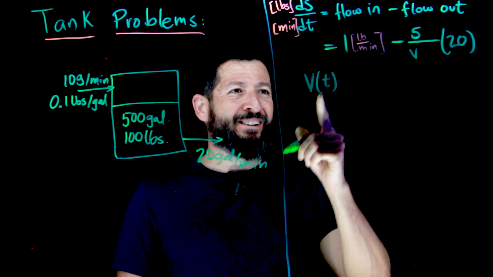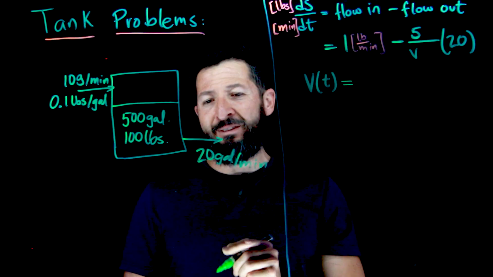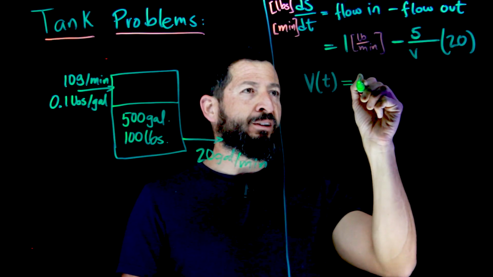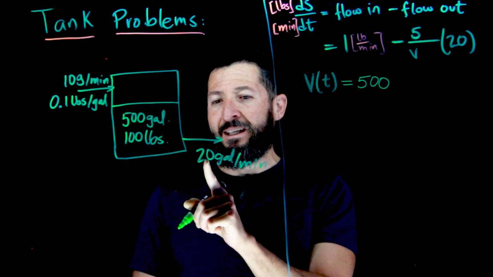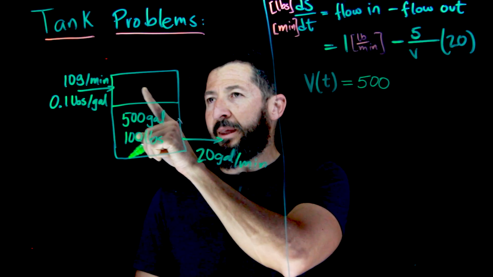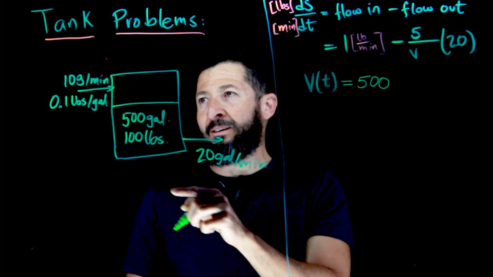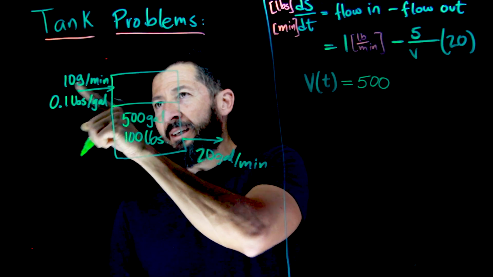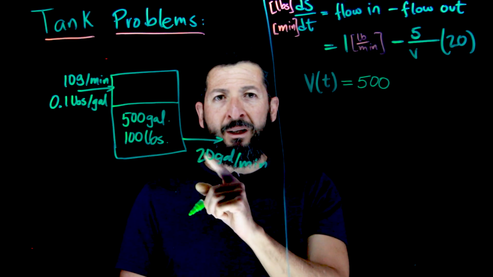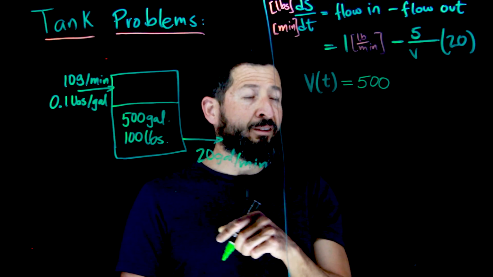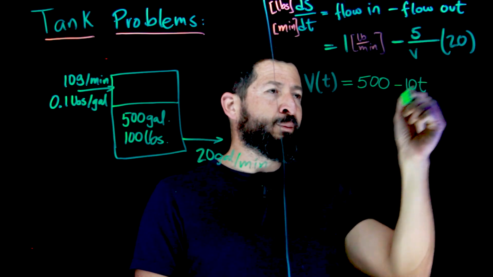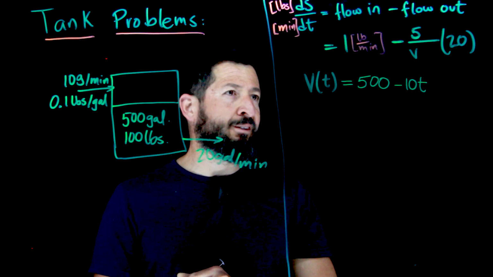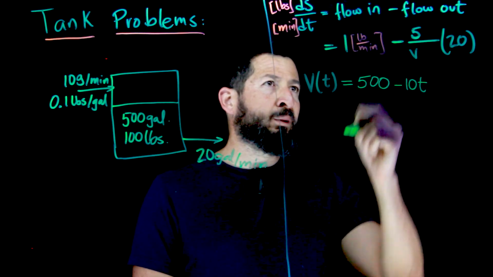Bloopers galore. So the volume is going to be given by 500. That's where we start. But for every minute that goes by, the volume of the tank is dropping by 10 gallons, because you have 10 gallons going in, 20 going out, 10 minus 20 is negative 10, sorry. And so you're getting minus 10 times t. For every minute you lose 10 gallons. So that is what we're going to plug in here.